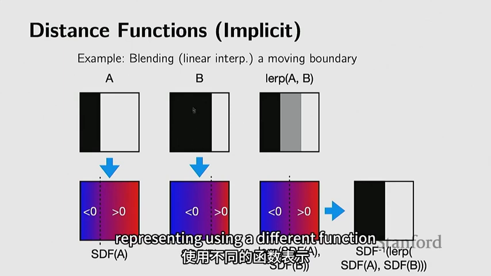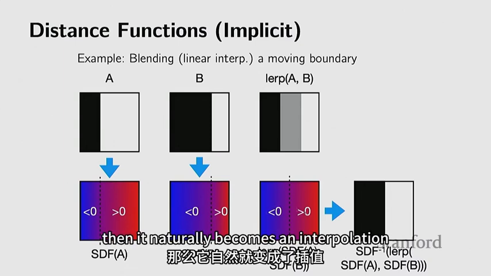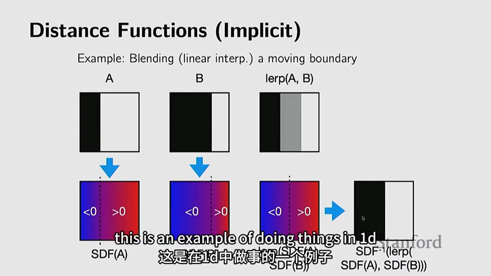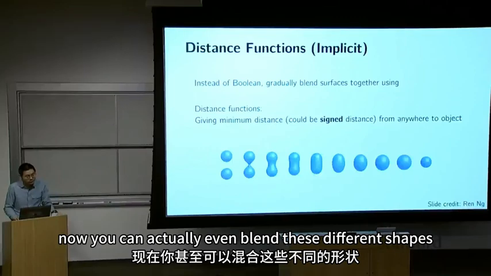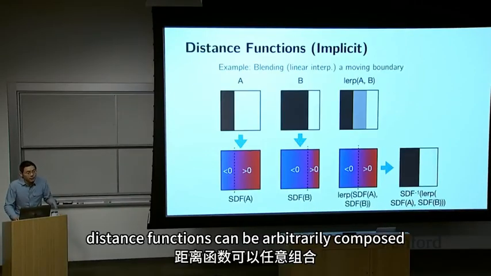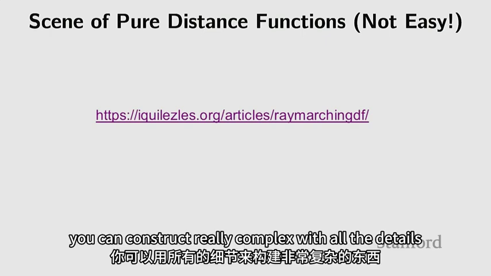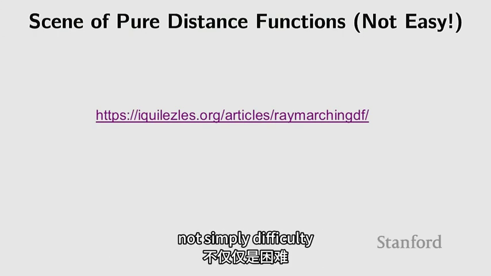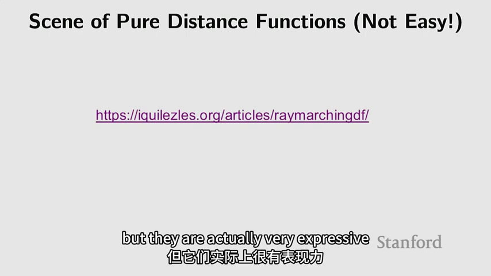And then you have another line represented using a different function. So what happens if you add them up? If you add them up, then it naturally becomes an interpolation between these two shapes. This is an example of doing things in 1D. But you can imagine doing similar things in 3D, in the sense that now you can even blend these different shapes. And these distance functions can be arbitrarily composed and allow you to create pretty complex worlds like this. This is not easy, but you can construct really complex worlds with all the details by composing these different functions. They are actually very expressive if you're very good at it.